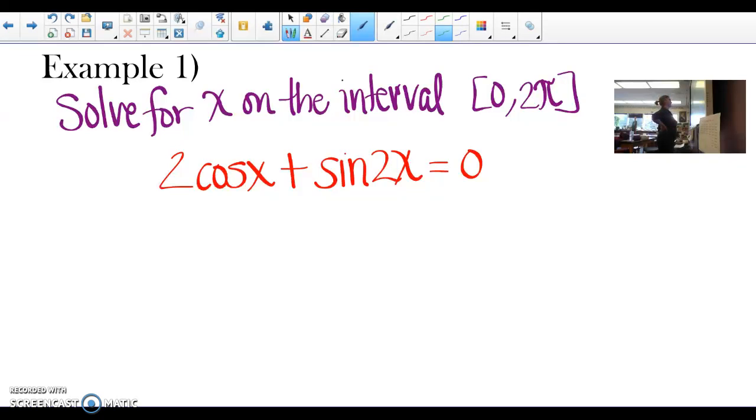Okay, if your last name begins with the letters I through, let's say, T, I want you to write down, I love trig. All right. Okay, then let's get going on this.